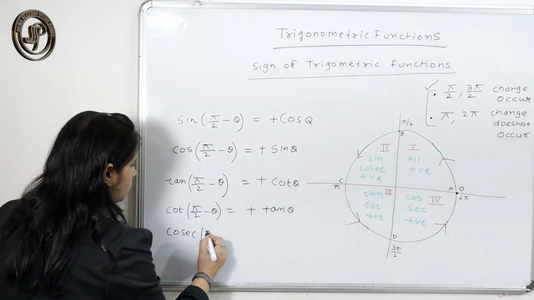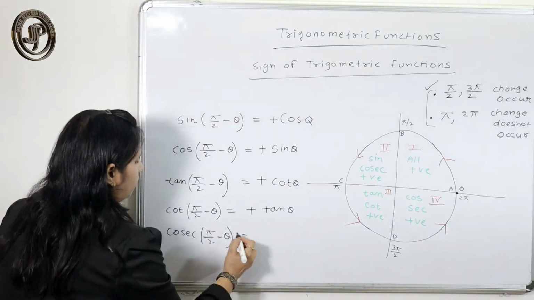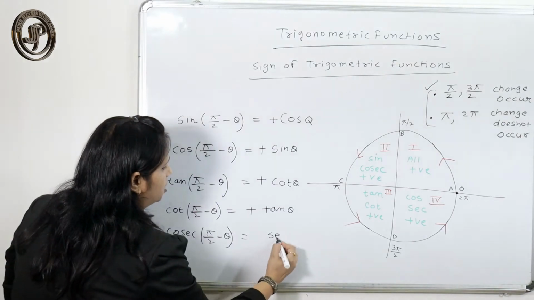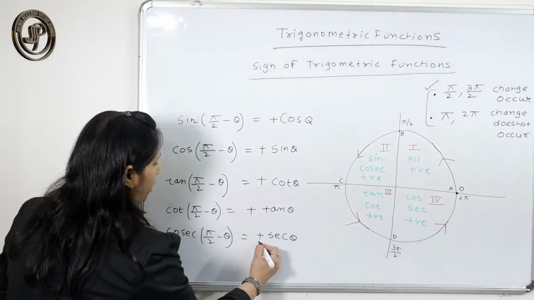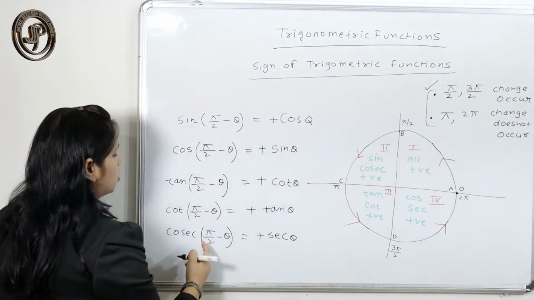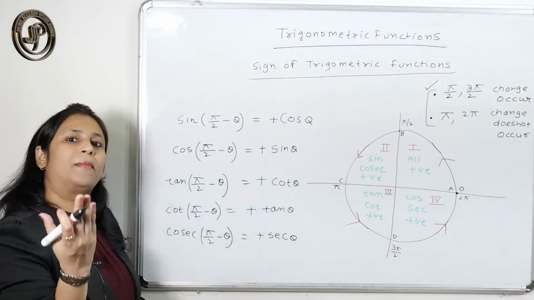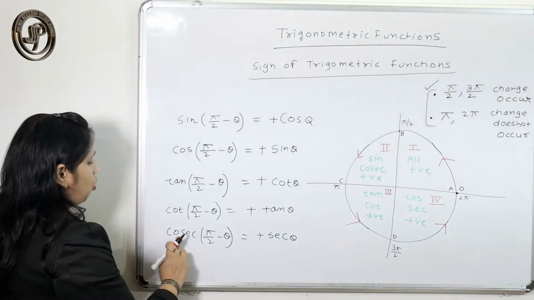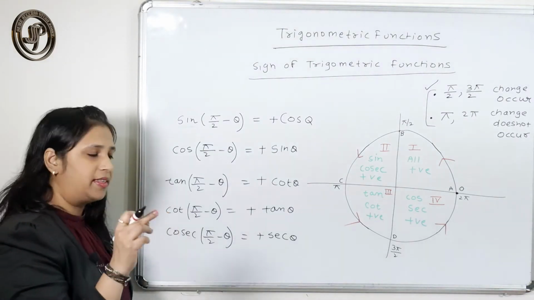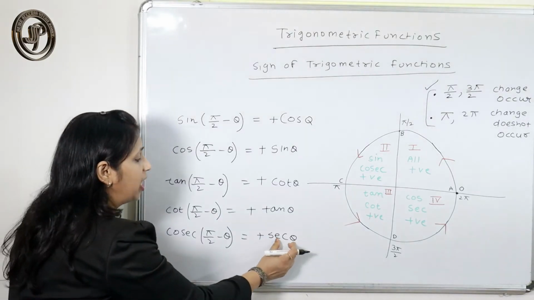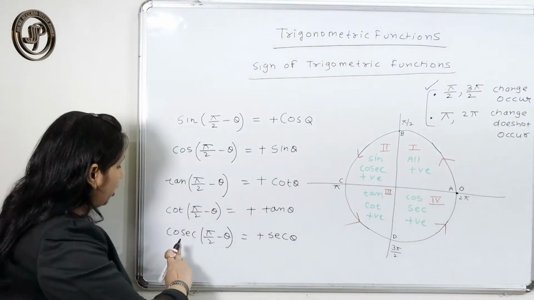Cosec of pi by 2 minus theta will go in which quadrant? First quadrant, and cosec will change into sec, and positive, because pi by 2 minus theta means first quadrant, and in the first quadrant cosec is positive. That's why I have put the positive sign. We need not check the sign of sec here, we have to check cosec.